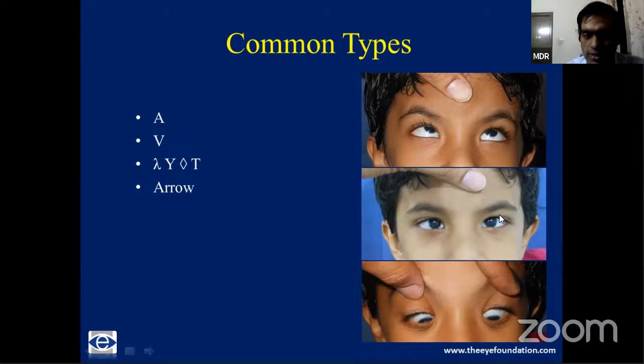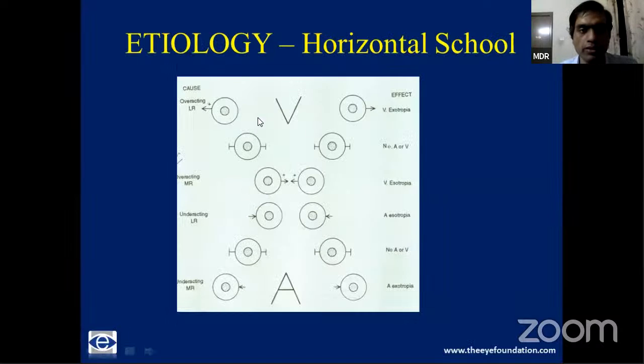So the deviation is described by the primary position deviation. This patient has an esotropia. If you notice, the esotropia increases in up gaze and reduces in down gaze. So this is like an alphabet A. Therefore, this patient has an A pattern esotropia. This is from Pradeep Sharma sir's book.